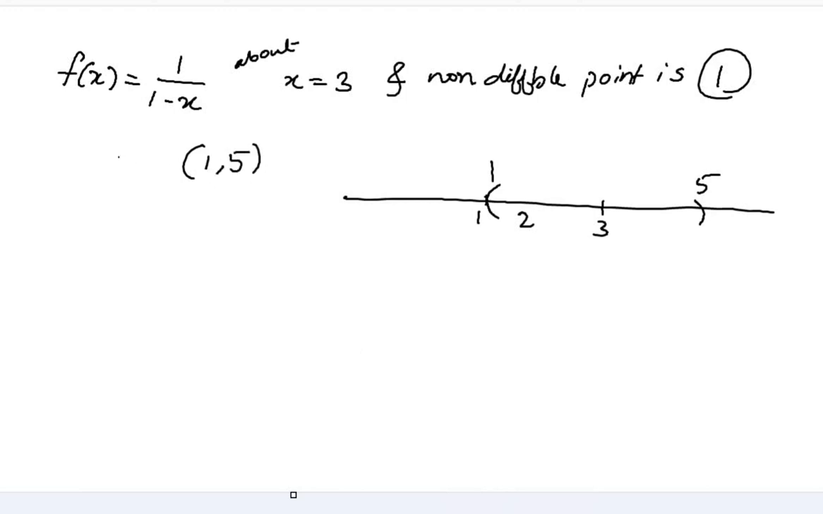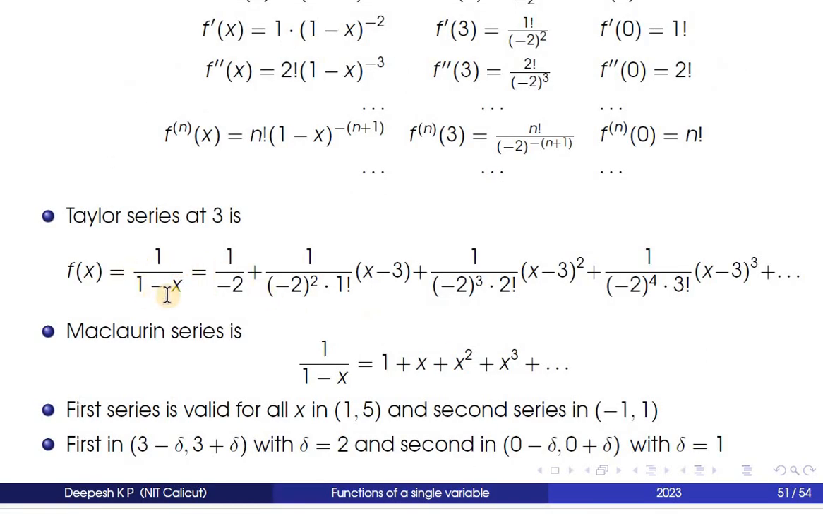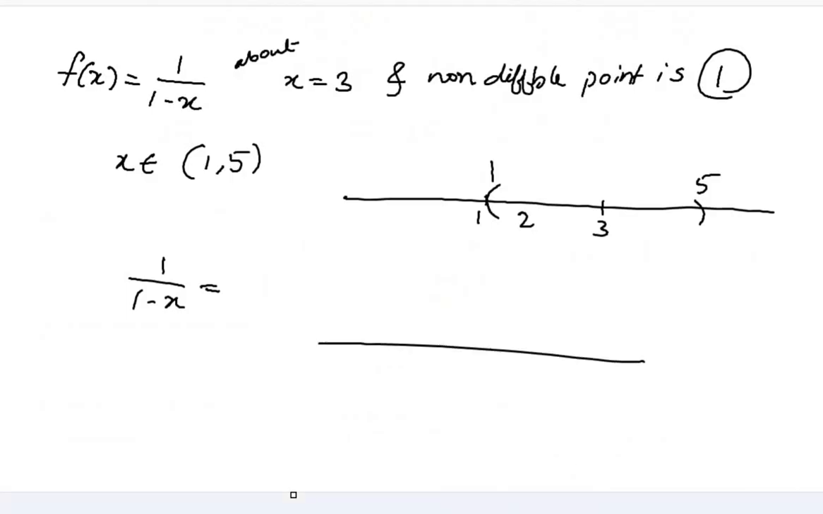That means if you take x belonging to the interval 1 comma 5, then you can write 1 by 1 minus x as the series which we have seen. Now what about the validity of the Maclaurin series expansion? Maclaurin series means we are expanding the function at the point 0. The same function has its non-differentiable point at 1. So the distance that you can take, the delta, is one distance, strictly not including 1. So it's an open interval.